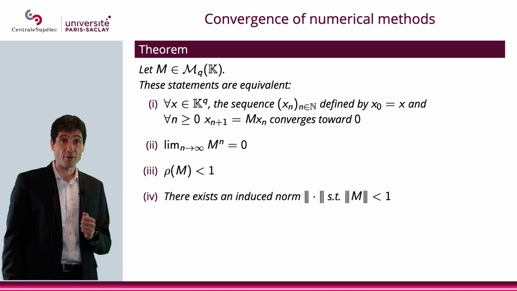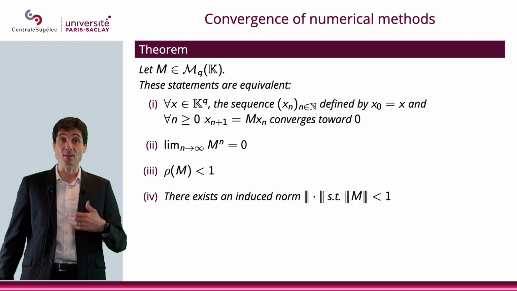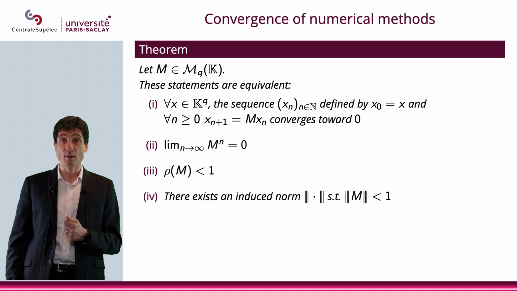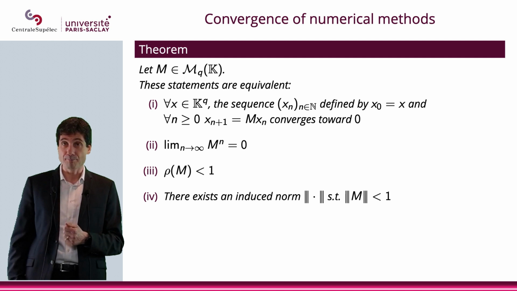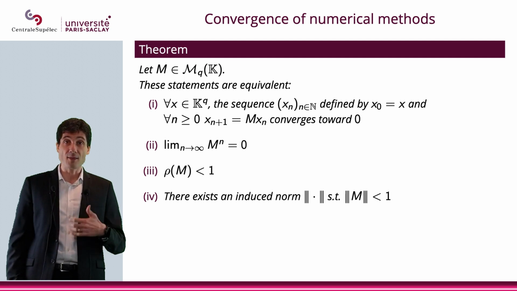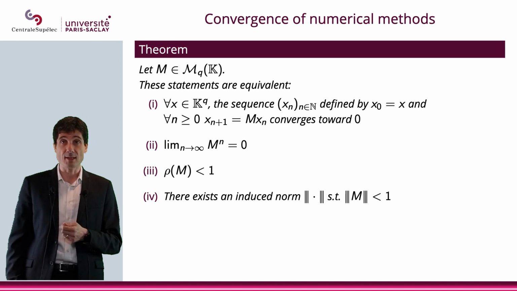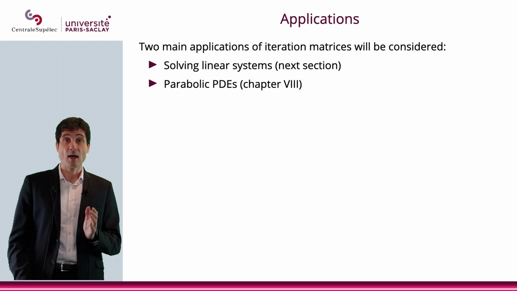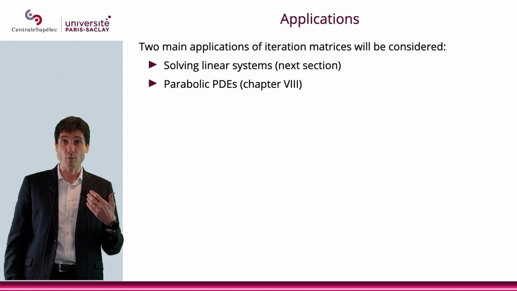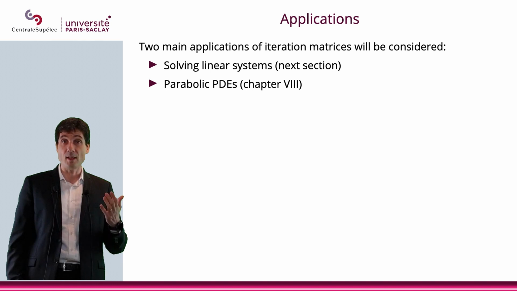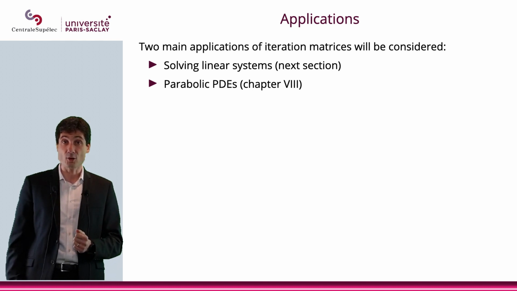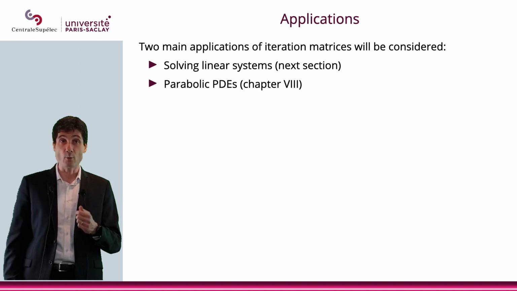And finally, the fourth statement says that there exists an induced norm such that the norm of M is strictly smaller than 1. Now, again, there will be two applications of this. The first application is coming in the next section, and that will be when we will be solving linear systems with iterative methods. And the other application is coming up next week in chapter 8, when we will be discussing parabolic partial differential equations.